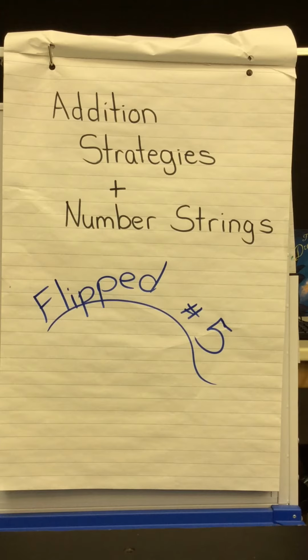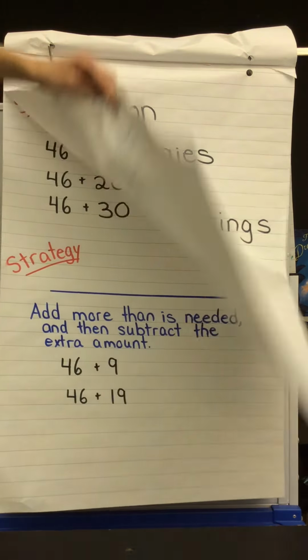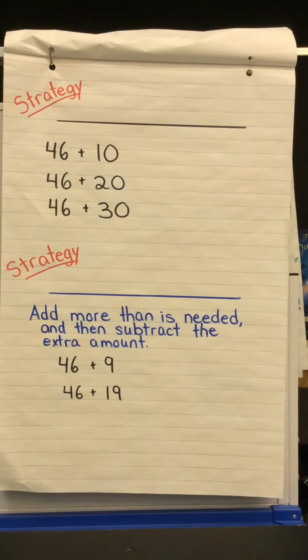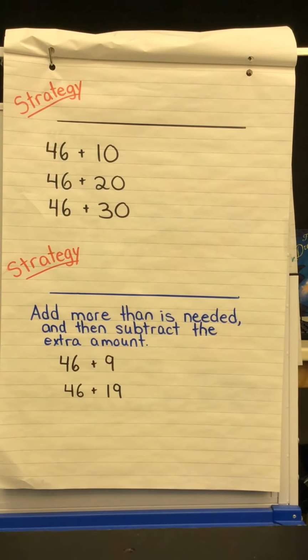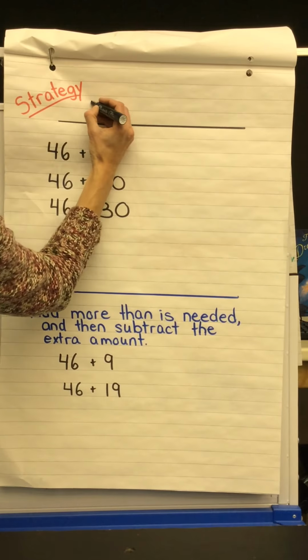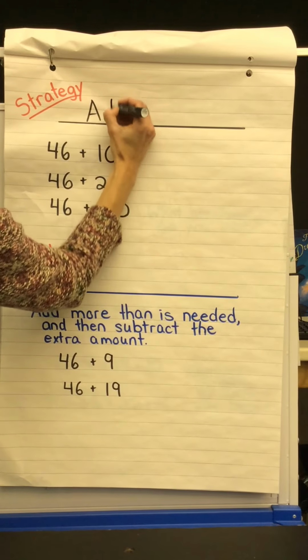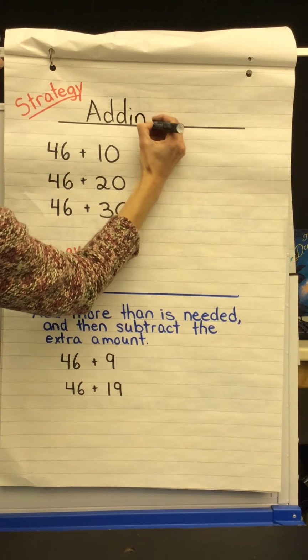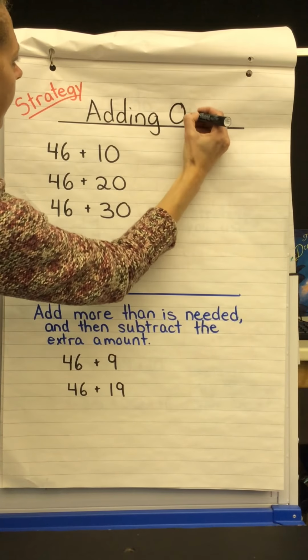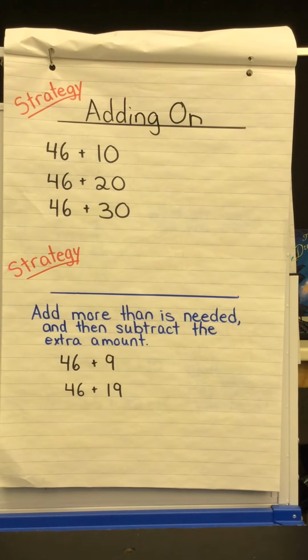Today we're going to try and learn how our addition strategies that we've been working on tie in a little stronger with our number strings. We're going to look at two strategies today. The first strategy is a strategy called adding on. We've been doing this with our base 10s.